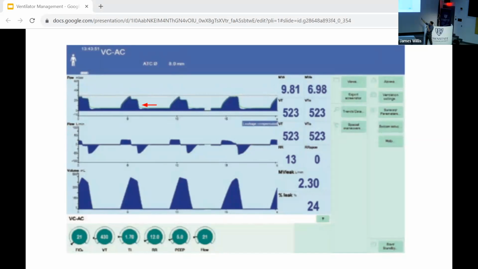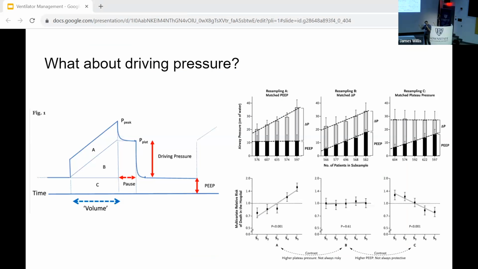That other pressure in VC-AC, the difference between the plateau and the PEEP, is something called the driving pressure. And this is actually a really interesting trial that was done that looked at the driving pressure, the difference between the plateau and the PEEP, and saw that a difference of 15 seems to be that sweet spot where you want to keep it less than that. And if it starts to go higher, you may actually increase mortality.